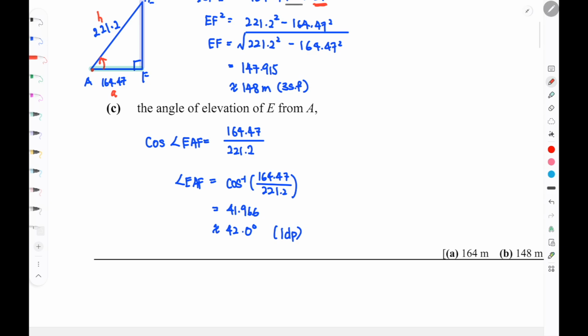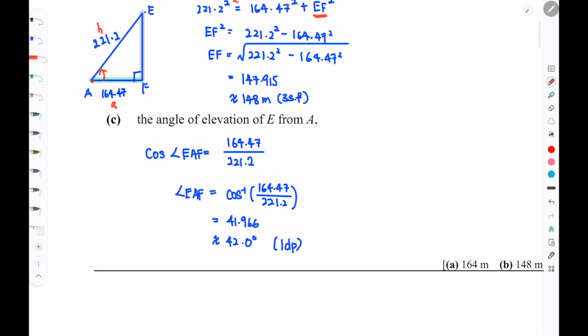Actually in the previous step we have found EF. So technically we have opposite also, but I would recommend to use cosine because first, hypotenuse is a confirmed correct answer because it's given by the question. And then the AF, we found it in part A, whereas EF, we found it in part B. So if anything is wrong, there's a higher chance for EF to be wrong. So I use values where you have a higher chance of being correct.